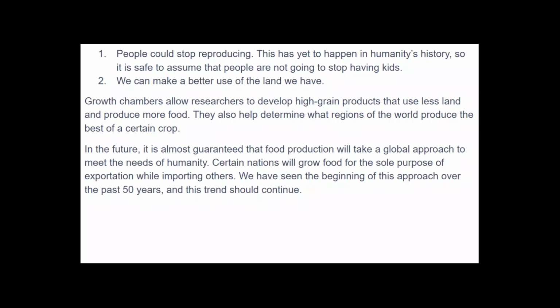And of course, if you just have one child per couple, then the population will fall fairly drastically. We can make better use of the land we have. That's another one. A growth chamber allows researchers to develop high-yield products that use less land and produce more food. This also helps determine what regions of the world produce the best of a certain crop.